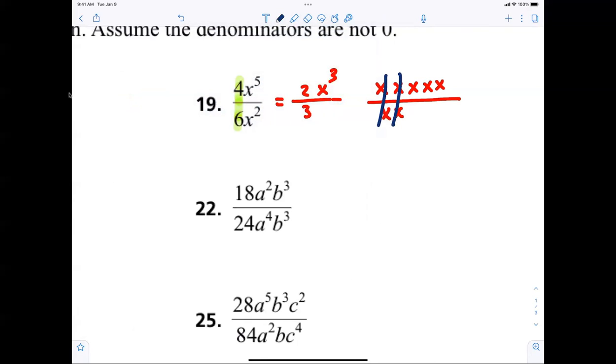Now, technically, x divided by x is what? Let's think of something a little bit harder. What's 3 divided by 3? 1. So when you're dividing, does it become 0? No, it becomes a 1. So technically this is 1 times 1, which is still 1. Hopefully you understand what I'm trying to show you. So the final answer here was just 2x cubed over 3.